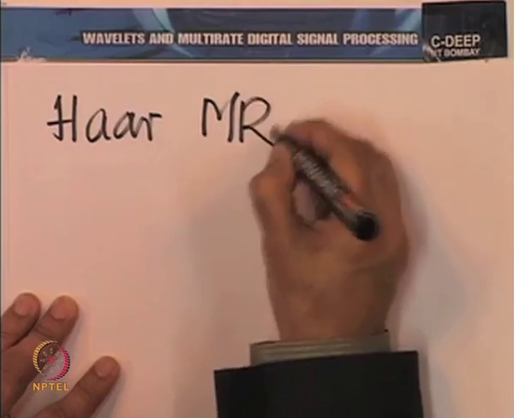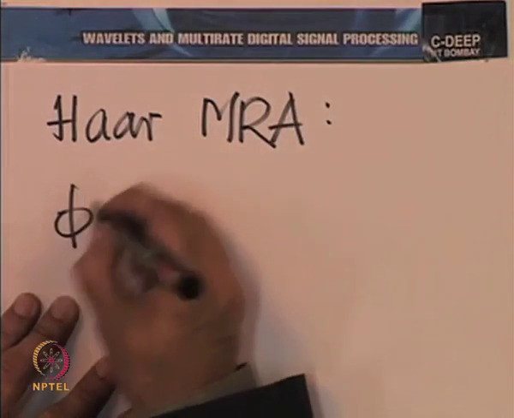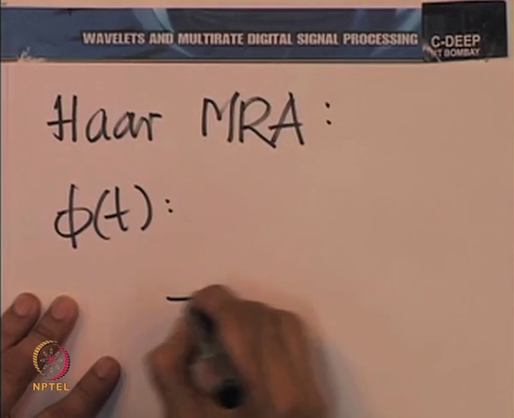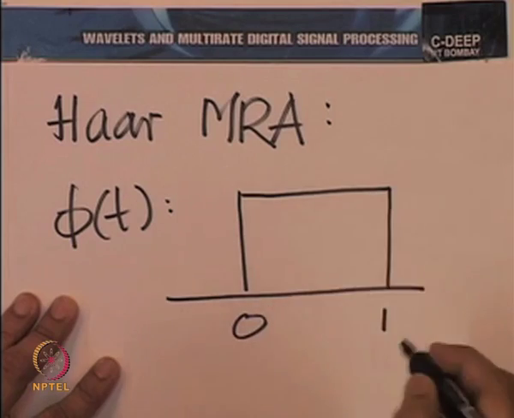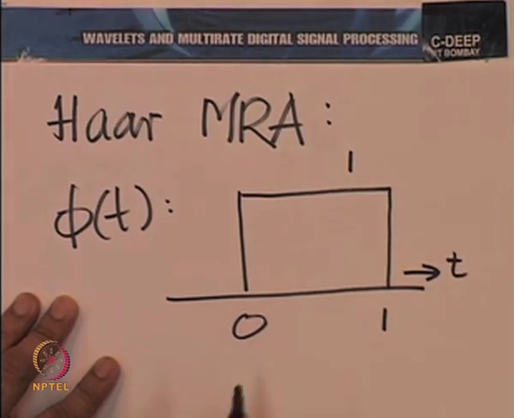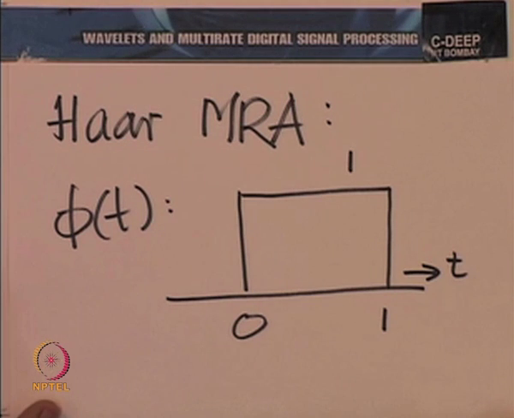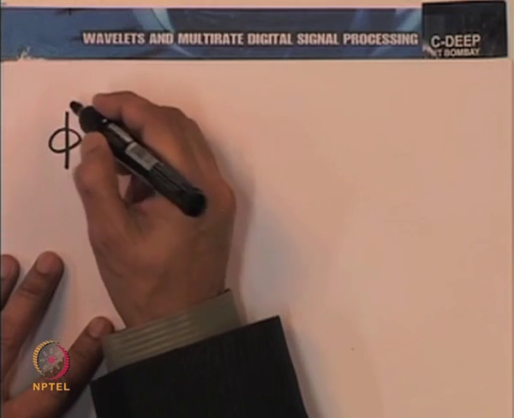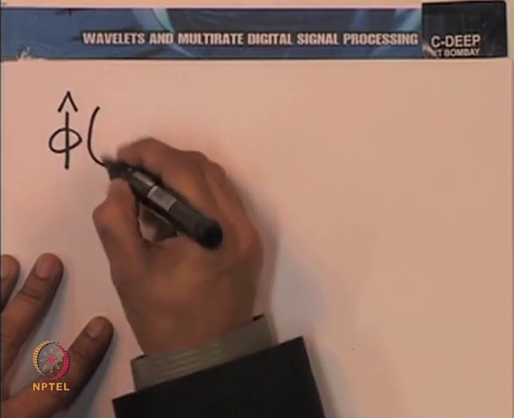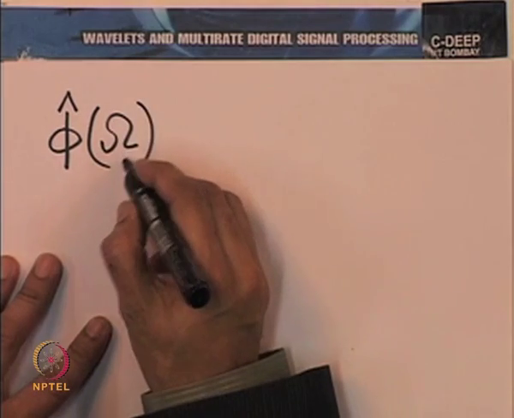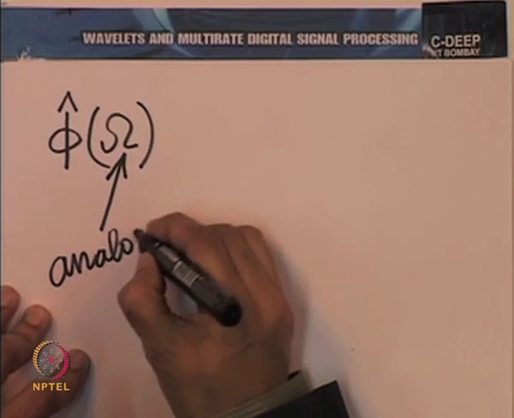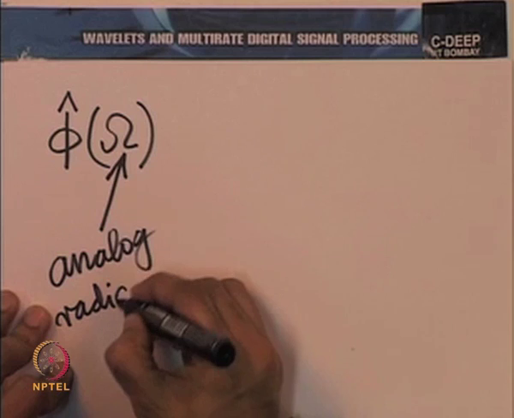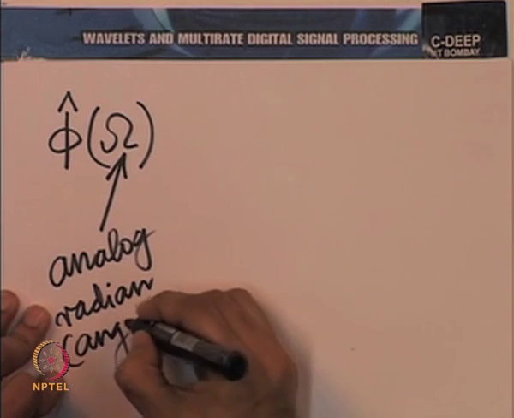So, the Haar MRA. Let us begin with the phi t and let us look at its Fourier transform. Remember how phi t looked. This was phi t. Let us obtain its Fourier transform. We shall use this notation for the Fourier transform, a cap on top, and capital omega to denote the angular frequency, analog angular frequency. Radian or angular frequency.